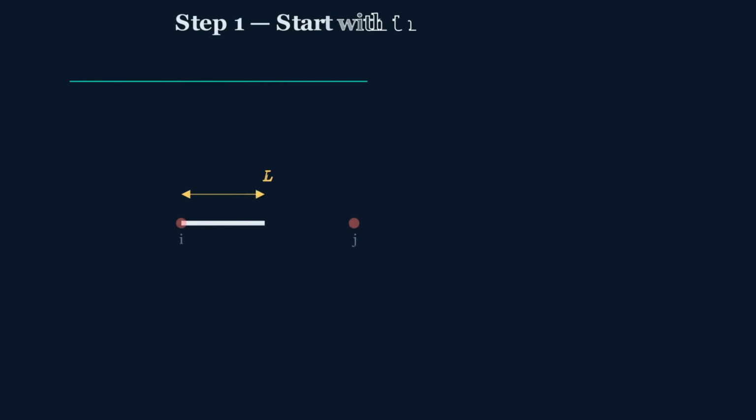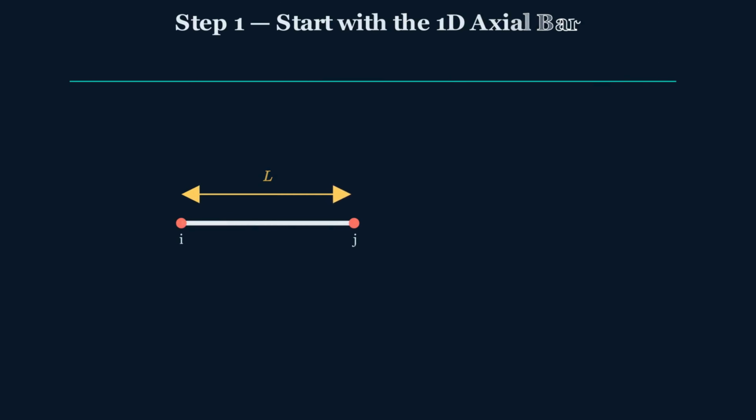Let us begin with the simplest finite element, a one-dimensional axial bar. The two nodes are I and J, separated by the element length L. Because the bar carries only axial load, each node has one displacement degree of freedom along the bar axis. We call them Ui and Uj. The change in length of the bar is simply the displacement of node J relative to node I.